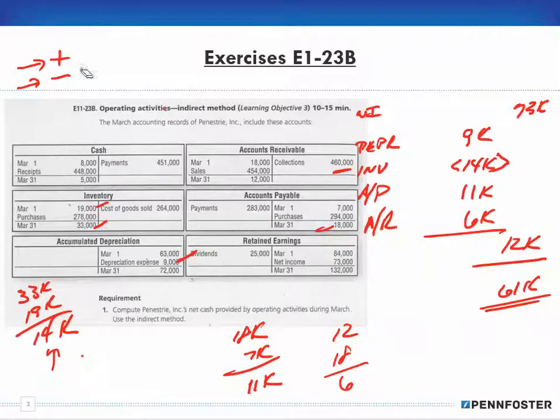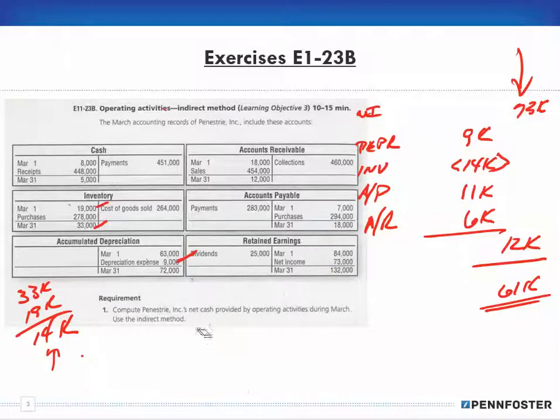And so again, the beginning figure here of 73,000, I feel, is incorrect, because we're not talking about the beginning. We're talking about net income. We're not talking about retained earnings. Keep that as a mental adjustment as you look at the solution to the homework problem.